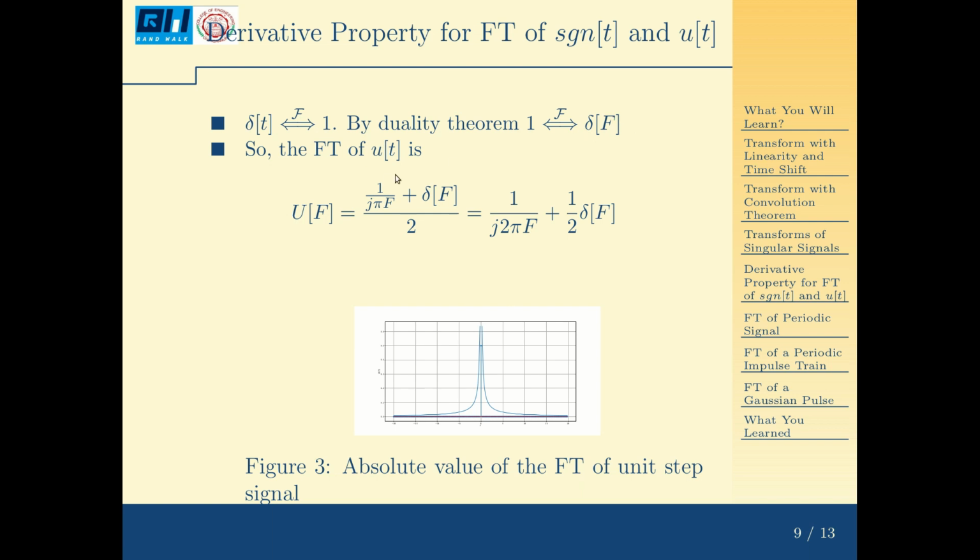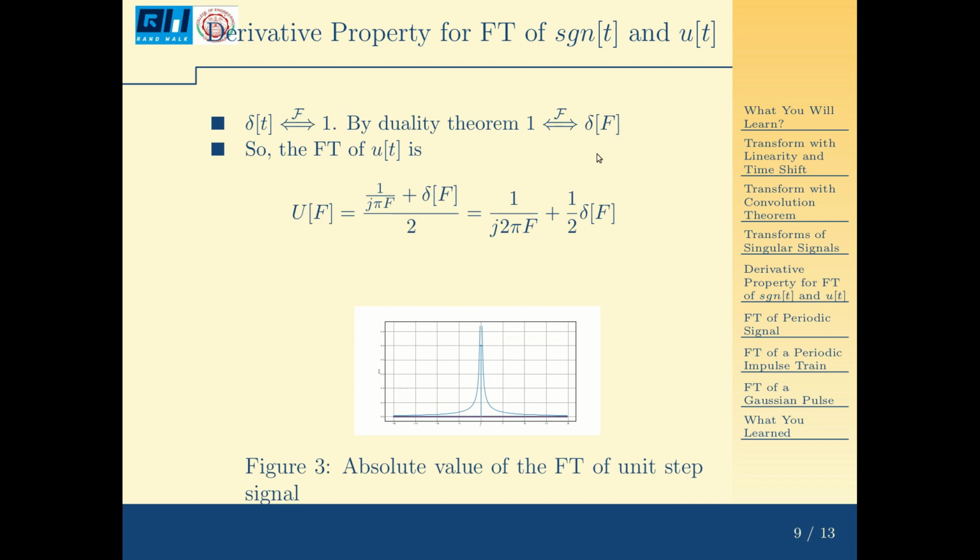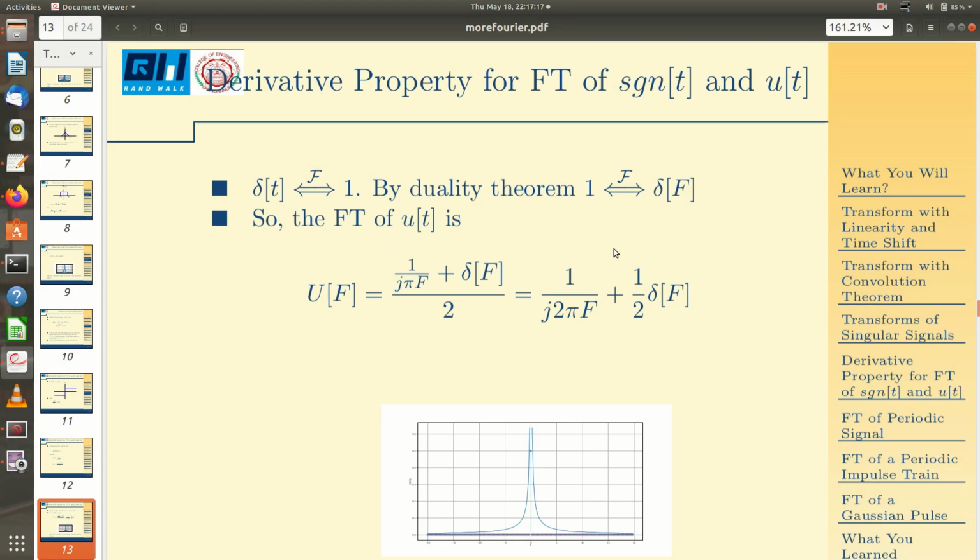So the Fourier transform of u(t), U(f), will be 1 by j pi f, because that is the Fourier transform of sgn(t), plus delta(f), which is the Fourier transform of 1, divided by 2. So it becomes 1 by j 2 pi f plus half of delta(f). So the Fourier transform of the unit step will be 1 by j 2 pi f plus half of delta(f). This 1 by 2 pi f is a kind of a rectangular hyperbola. X(f) equal to 1 by 2 pi f is a rectangular hyperbola that is superimposed with a delta function, a canonical delta function with amplitude half. So we will appreciate it with a Python demo.